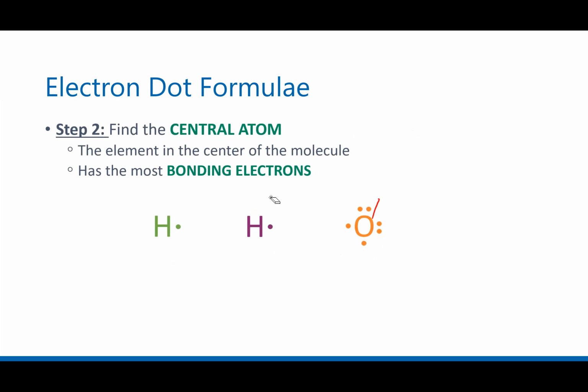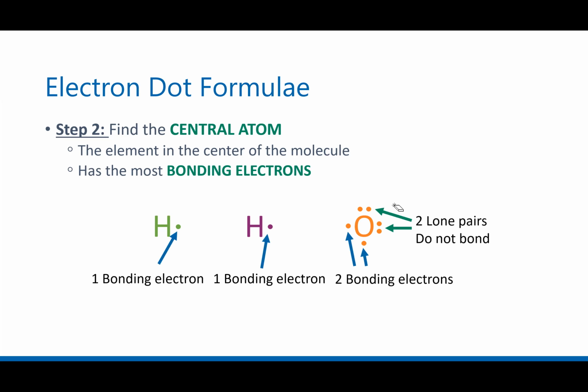So step 2 says find the central atom. The central atom is the atom that you kind of put down first. It's the one that is in the middle of the compound. This is the atom that has the most bonding electrons. So just to review, what are bonding electrons? Single electrons we would call bonding electrons. Electrons that are paired up, as in a group of 2, we call lone pairs. They are not involved in bonding.